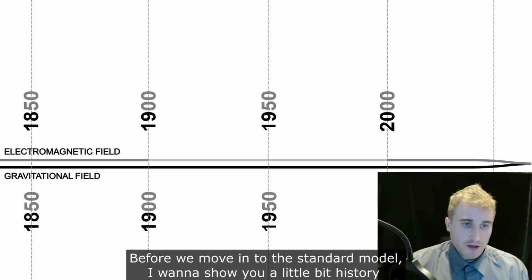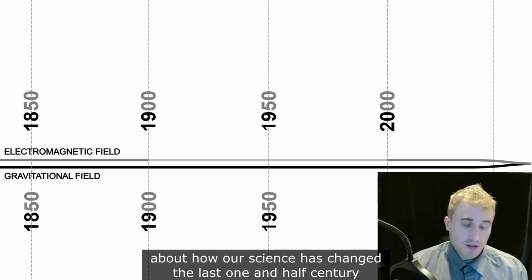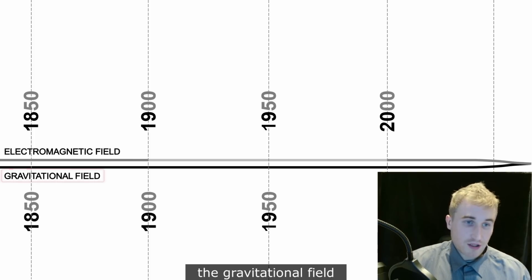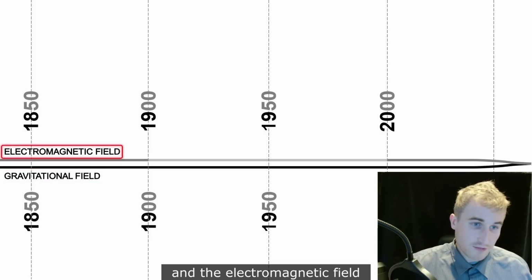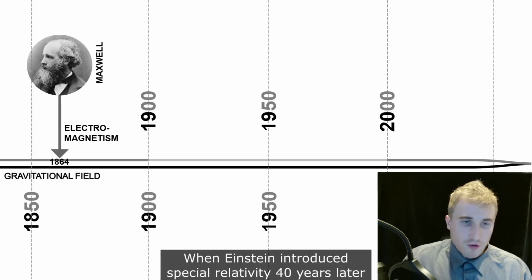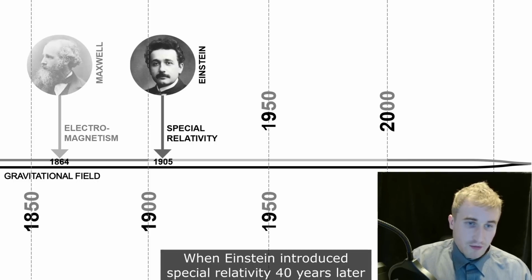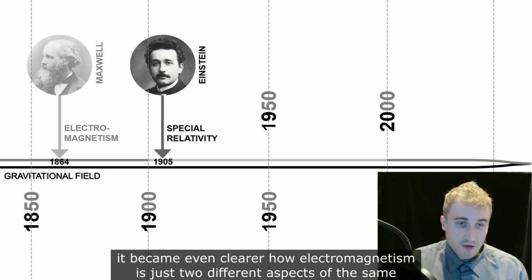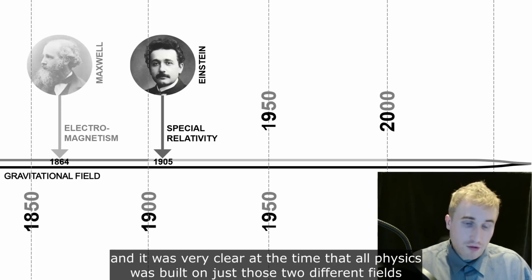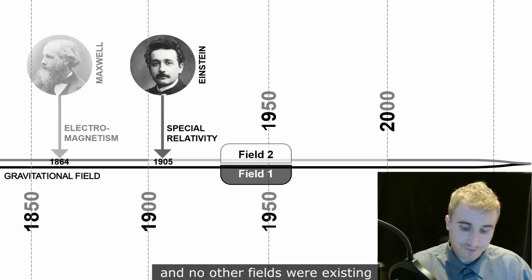Before we move into the standard model, I want to show you a little bit of history about how science has changed the last 1.5 centuries. If we go back to the 19th century, we only had two different kinds of fields, the gravitational field and the electromagnetic field, which Maxwell defined in 1864. When Einstein introduced special relativity 40 years later, it became even clearer how electromagnetism is just two different aspects of the same. And it was very clear at the time that all physics was built on just two different fields, and no other fields were existing.